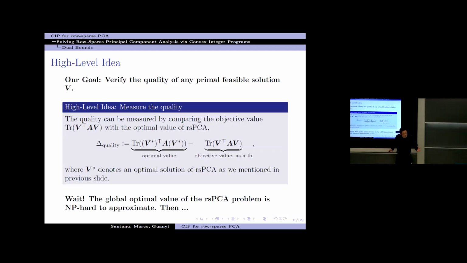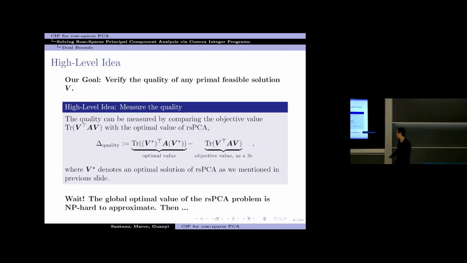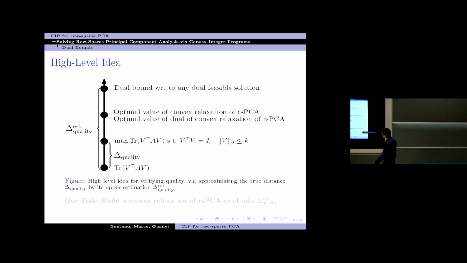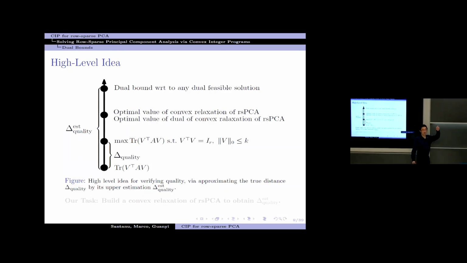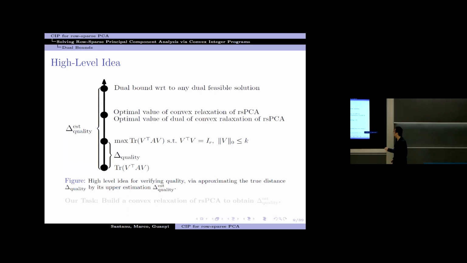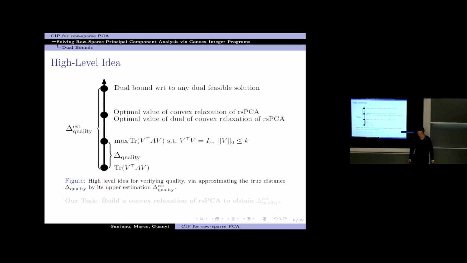But here's a problem. The optimal value of sparse PCA problem is NP hard to approximate. Then what we need to do? A very natural idea is that, instead of exactly finding out the optimal value, we consider the relaxation and we find a bound on the optimal value.